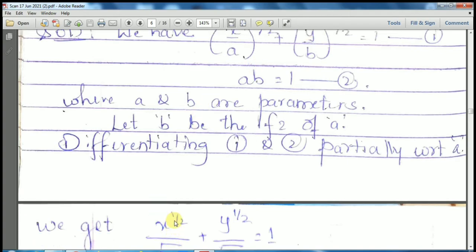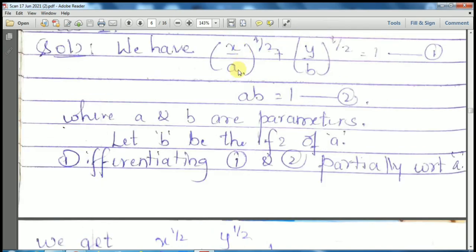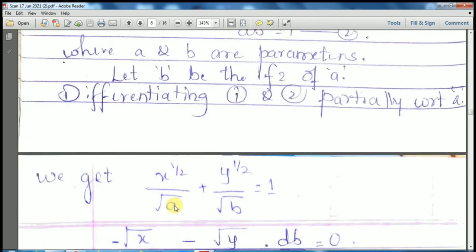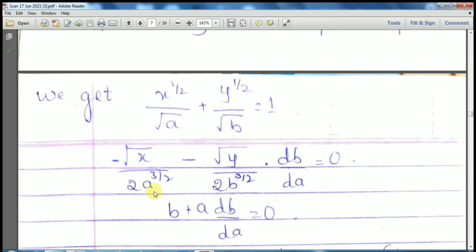So x raised to 1 by 2 will be as it is, and derivative of 1 by a raised to 1 by 2 is minus 1 by 2a raised to 3 by 2, with negative sign in the denominator. Similarly, differentiating this, we get minus 1 by b raised to 3 by 2.